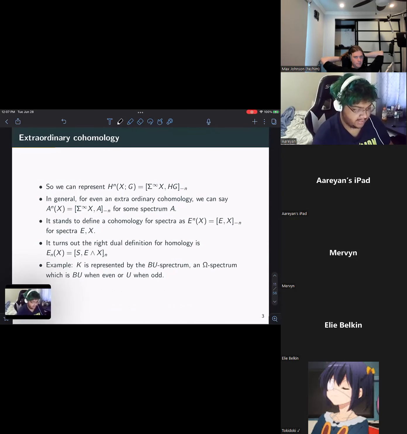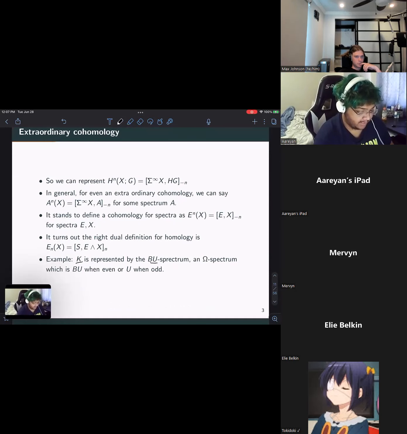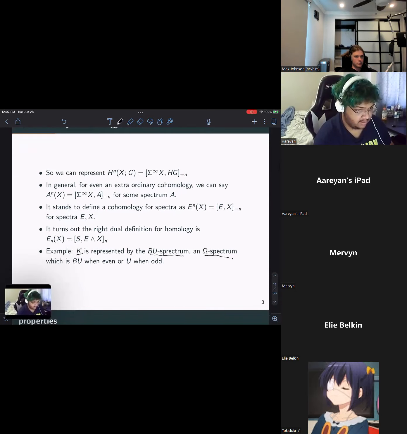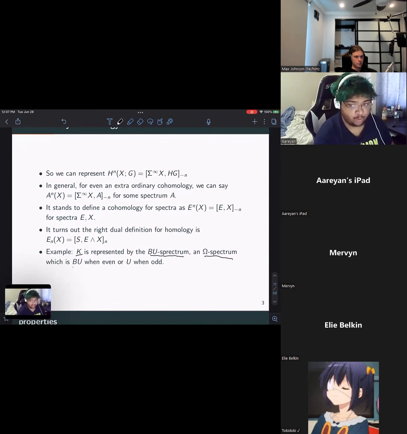And here's an example. You take K theory, and it turns out that this is representable by the spectrum we call the BU spectrum, which is an omega spectrum. It's an alternating kind of spectrum, like BU, U, BU, U for the spaces. I'm sure the actual K theory talk will have more details on this, but it's just an example.